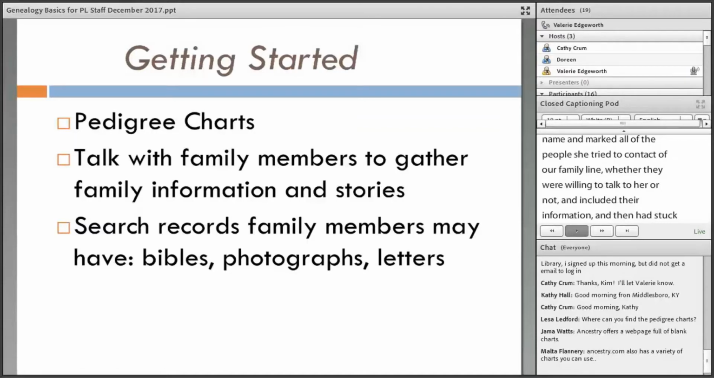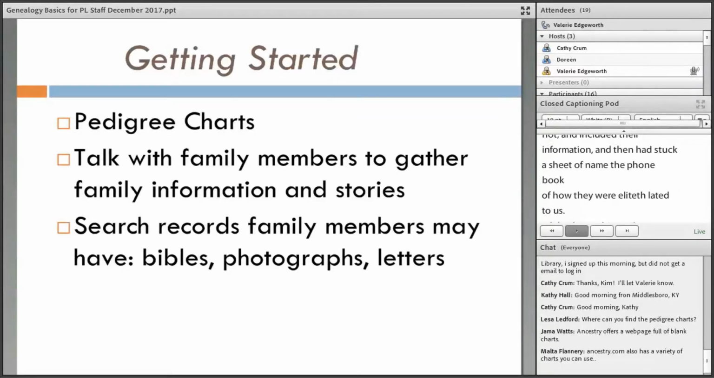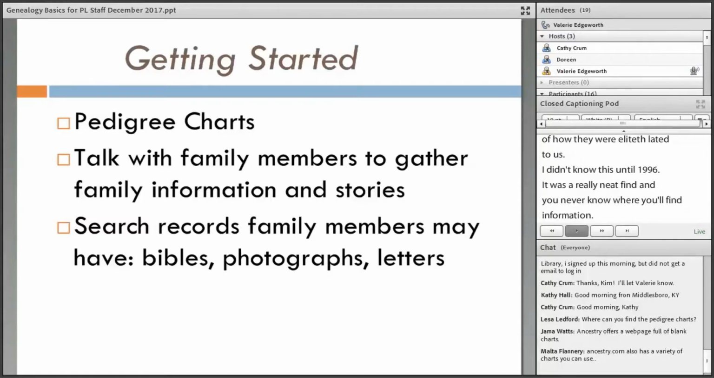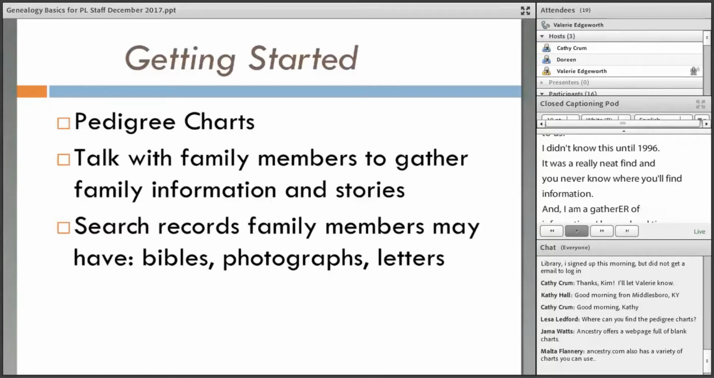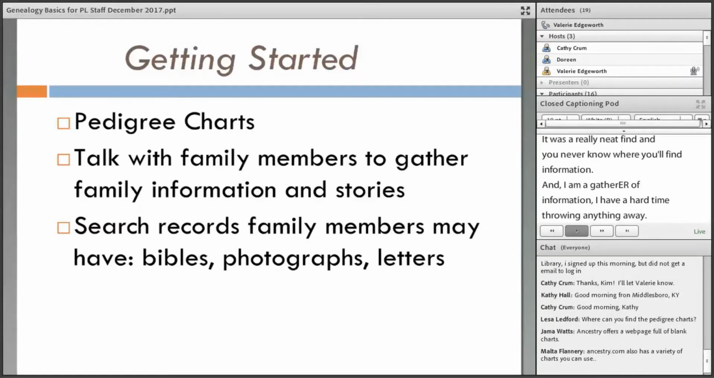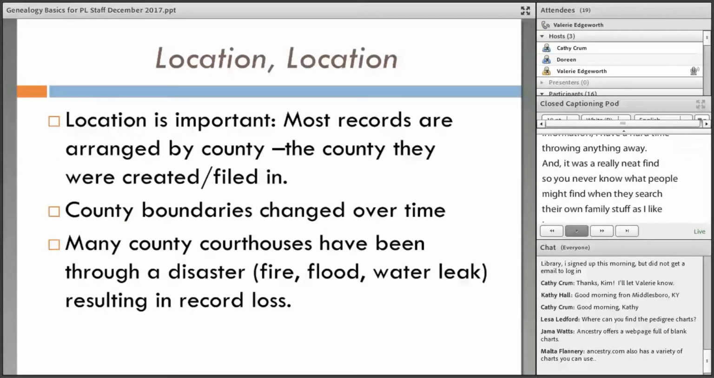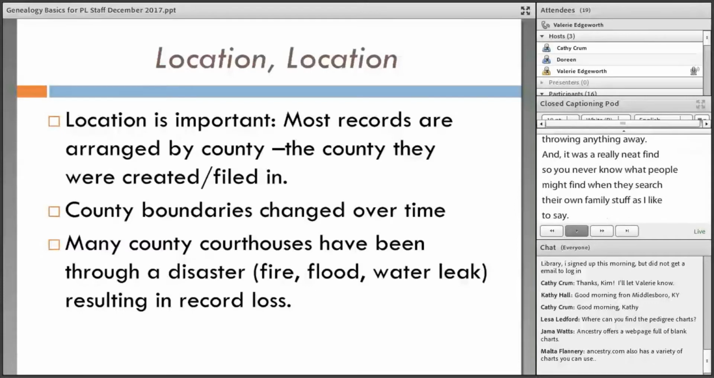I didn't know this until she passed away in 1996. So it was a really neat find, and I never would have known that. So you never know where you're going to find information. I'm a gatherer of information. I have a very hard time throwing anything away, and that was a really neat find. So you never know what people might find when they search their own family stuff, as I like to say. Especially in Kentucky research, as well as when you jump the pond if you had to head over to Europe.